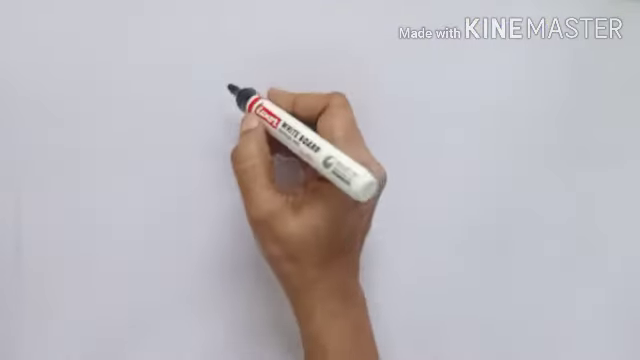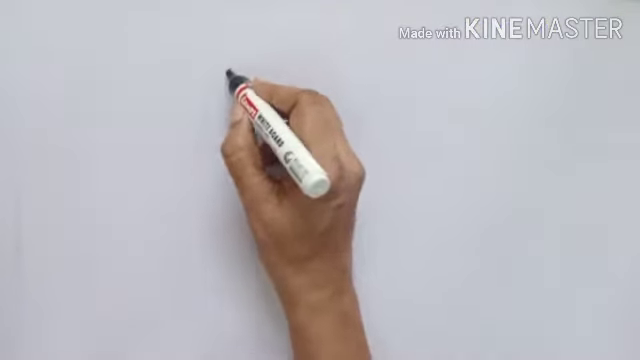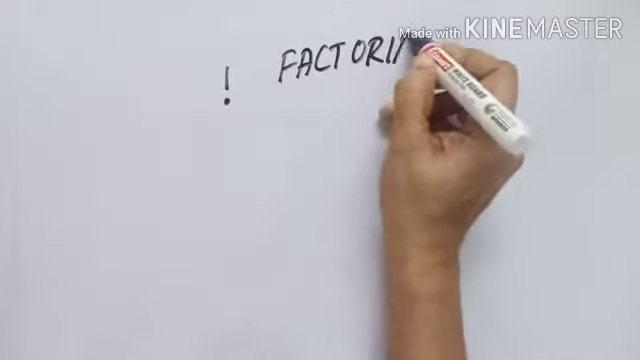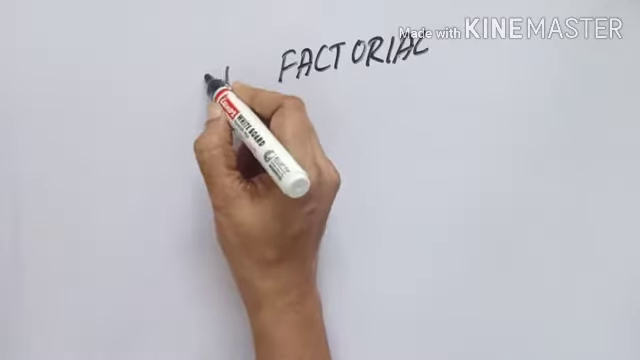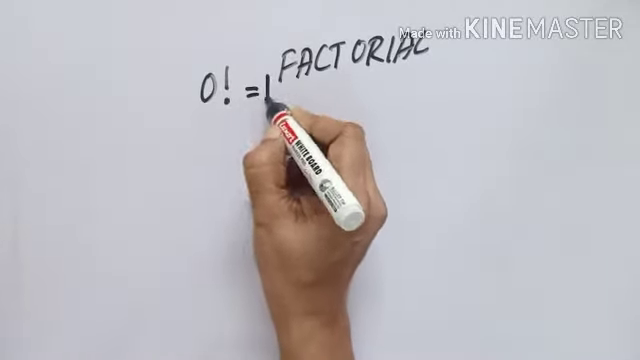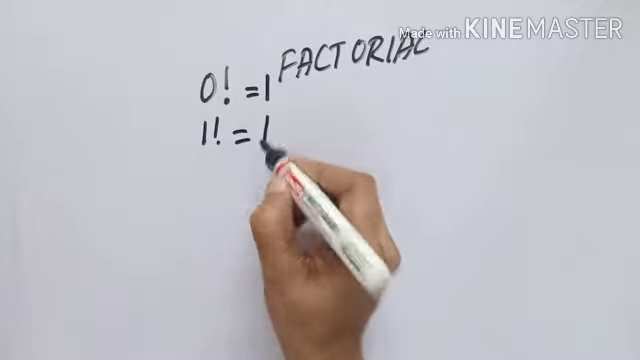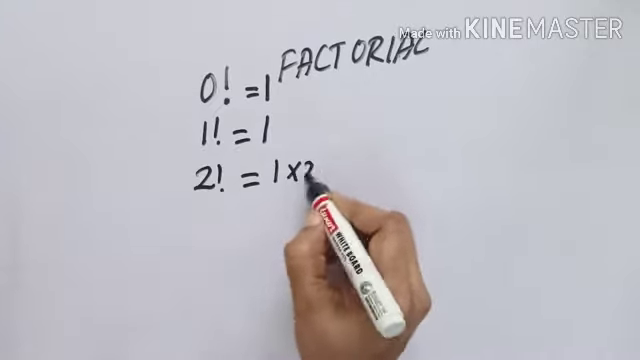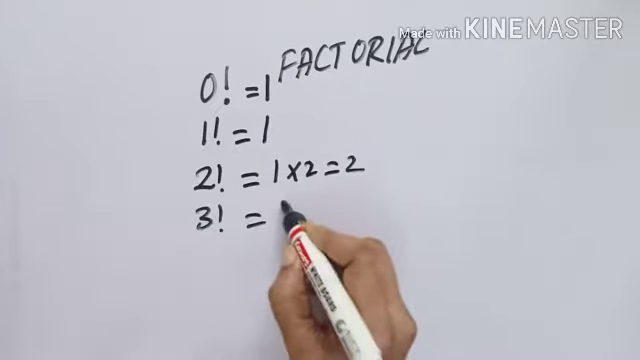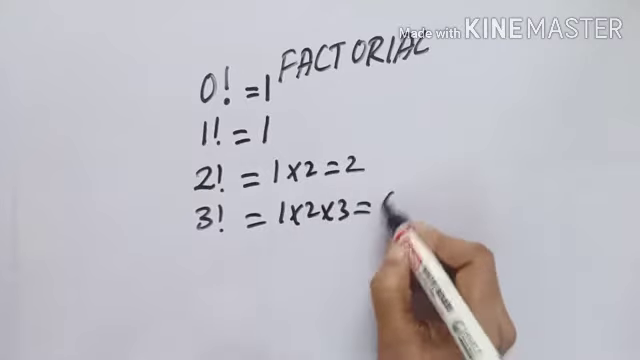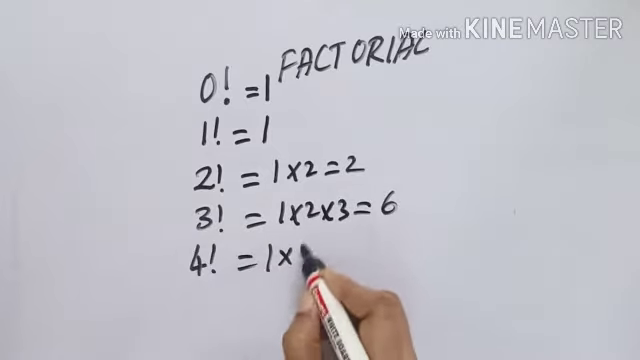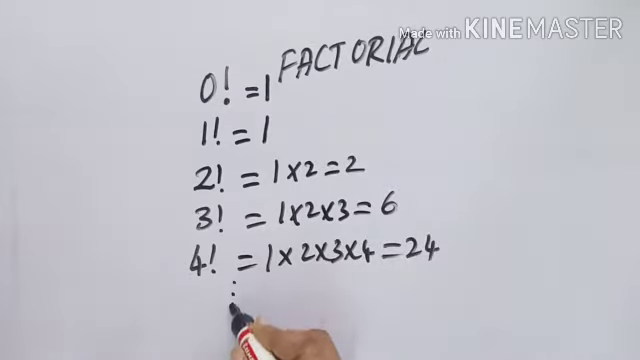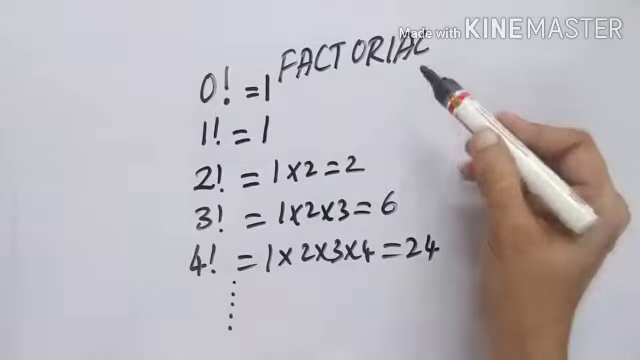The next idea, you are given the factorial symbol. What do you mean by this word factorial? When I say 0 factorial, you treat it as 1. 1 factorial is also 1. This is by convention. What is 2 factorial? 1 into 2. What is 3 factorial? 1 into 2 into 3. And what is 4 factorial? 1 into 2 into 3 into 4. That is 24.